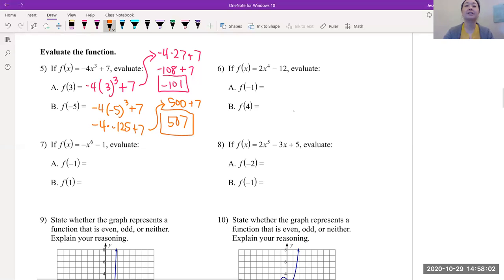All right, and then let's take a look at number 6. Same thing here. We have f of -1, so it's going to be 2 times -1 to the 4th power minus 12. And then we're going to just evaluate that.